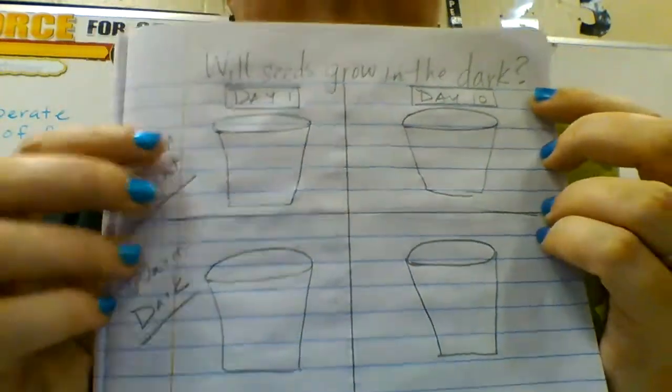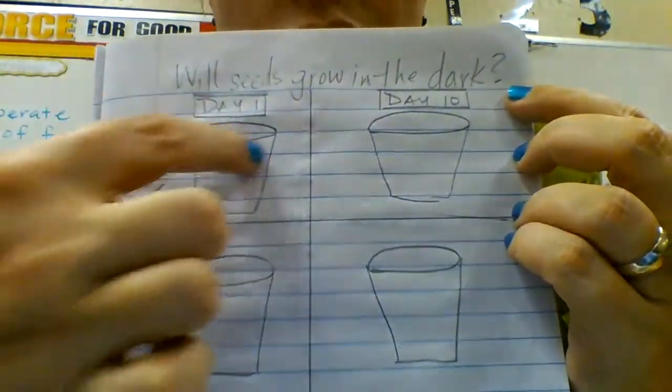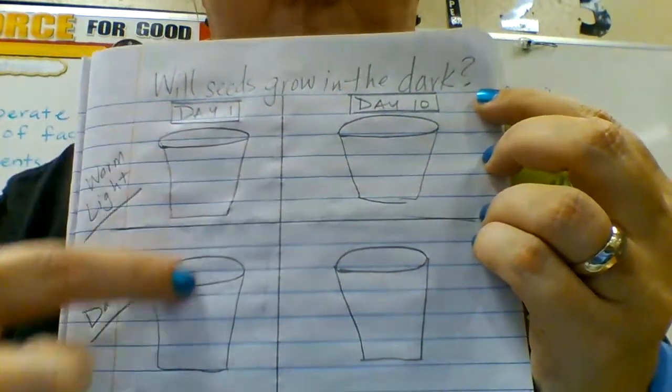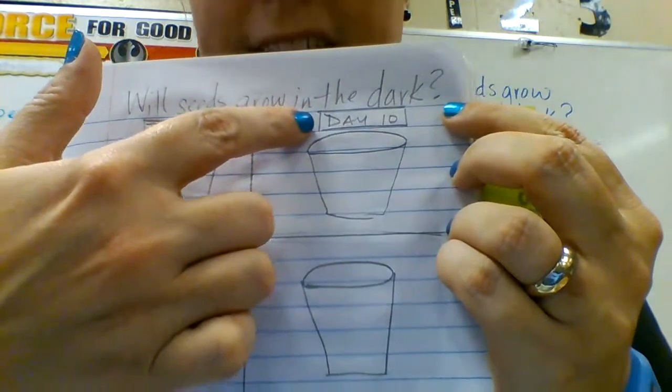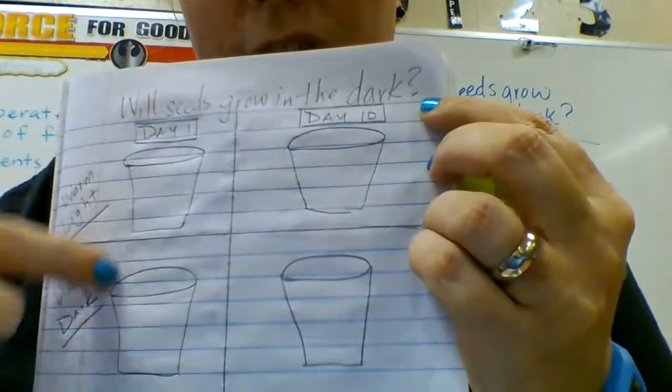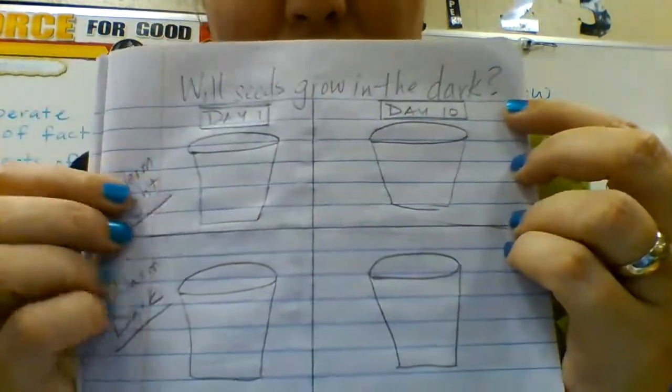And just like yesterday, I need you to set up and draw 4 cups. We're going to label 2 of the cups day 1. Do you see day 1? And we're going to label 2 of the cups day 10. Because you're going to illustrate, scientifically sketch the difference in the cups.